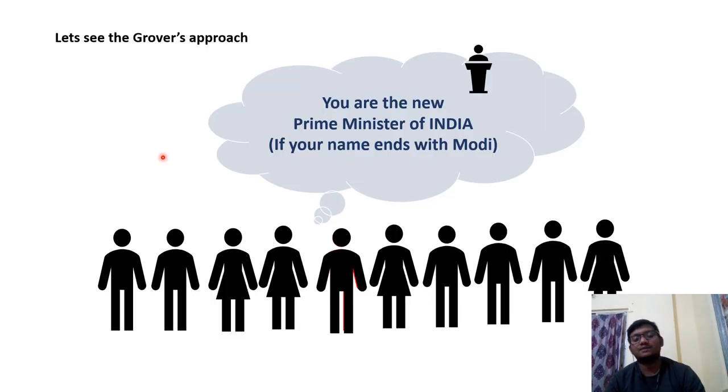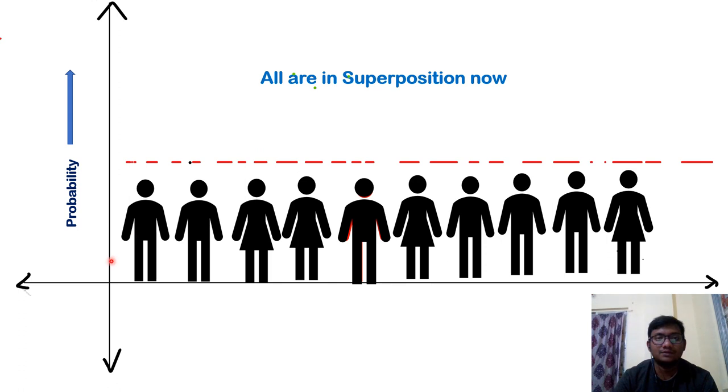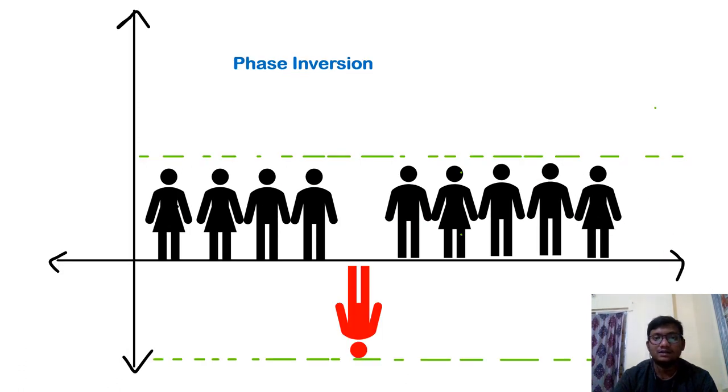So let's see Grover's approach. If you find the cursor moving very difficult to follow, let's understand it using this example. Again, remember what I mentioned earlier: the dream starts and ends with Modi. So we put all the men in the superposition state first. We pass all the men through the Hadamard gate, and they are all in superposition now. Then phase inversion: the winner will be inverted. 1-1 becomes -1-1.